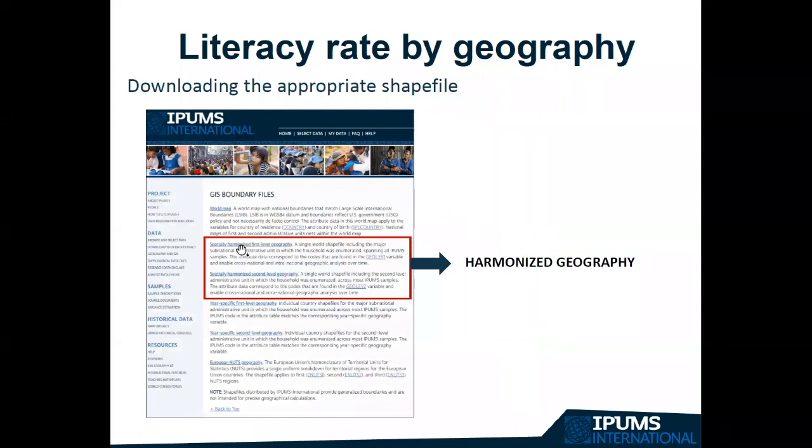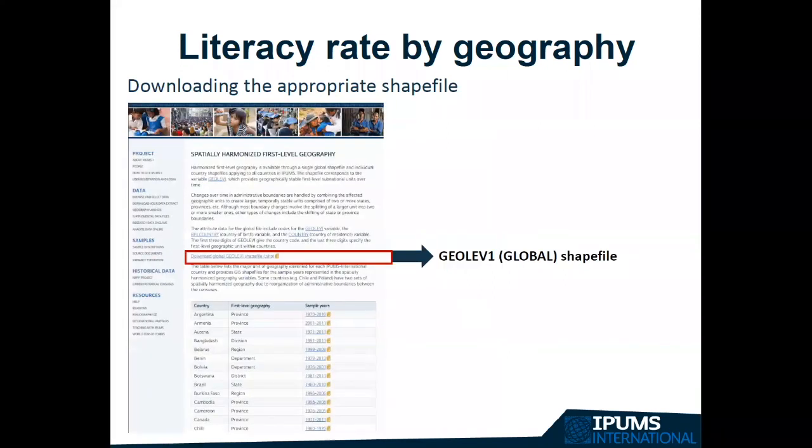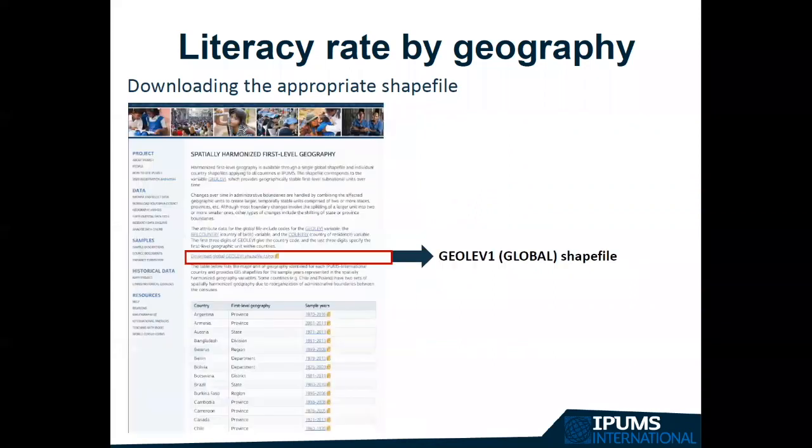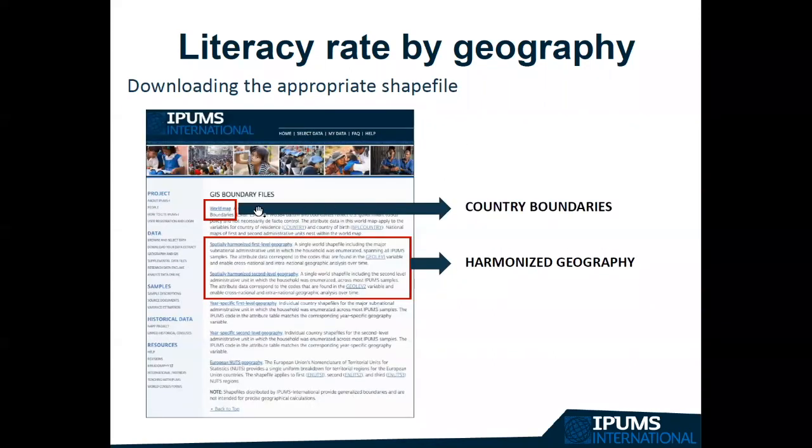You need to download spatially harmonized first level and second level geography, because we are going to show it on both levels. I'm going to download the GeoLab 1 and the GeoLab 2 maps, the global shapefile, because it is more than one country. If I were doing one single country, I would just download one of these. I am also going to download the world map with the country boundaries in there.